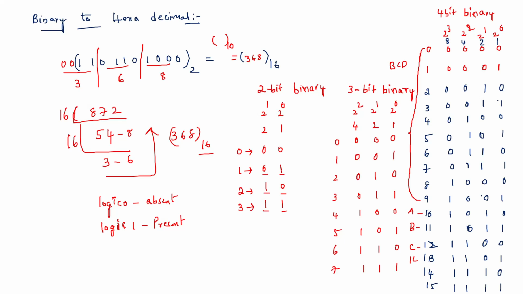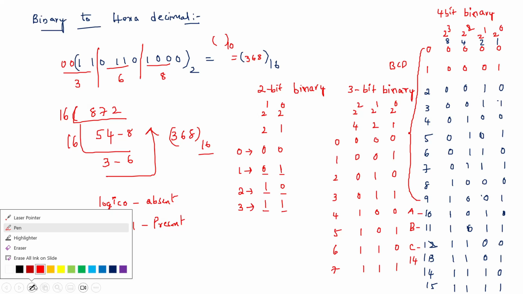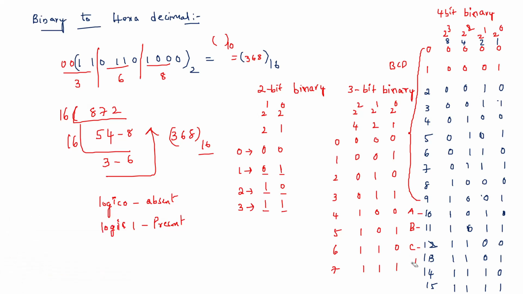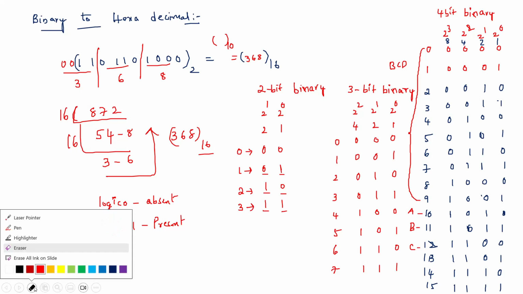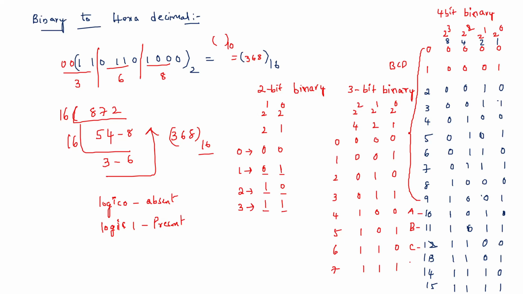In hexadecimal, 10 is represented with A, 11 is represented with B, 12 with C, 13 with D, 14 with E, and 15 with F. So this is the hexadecimal number system. After 10, the numbers are represented with letters.